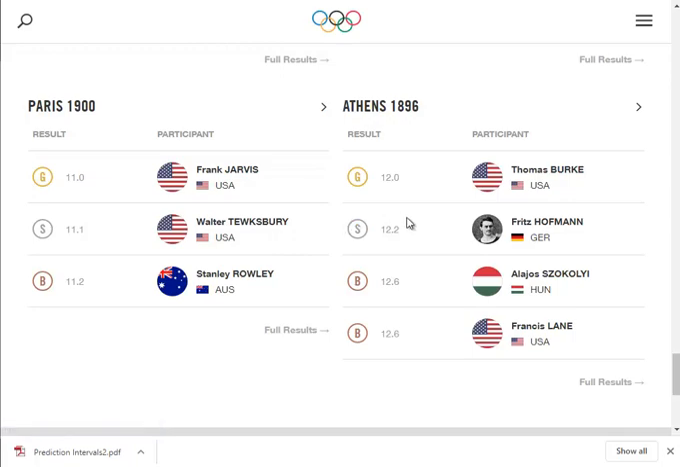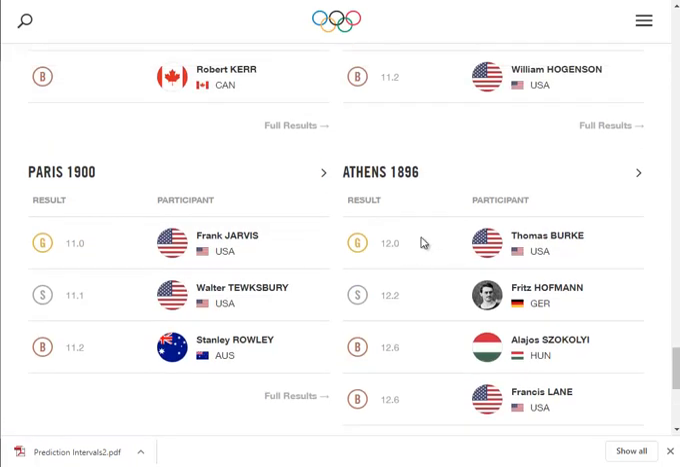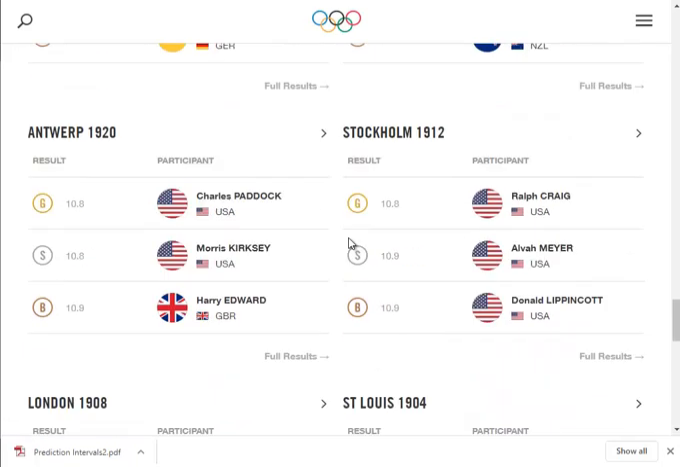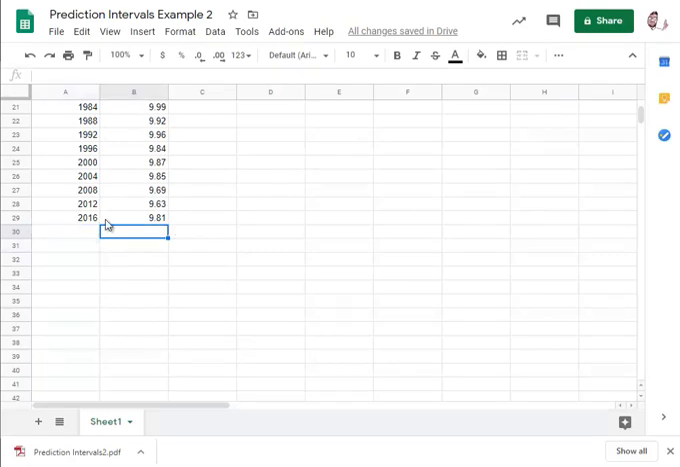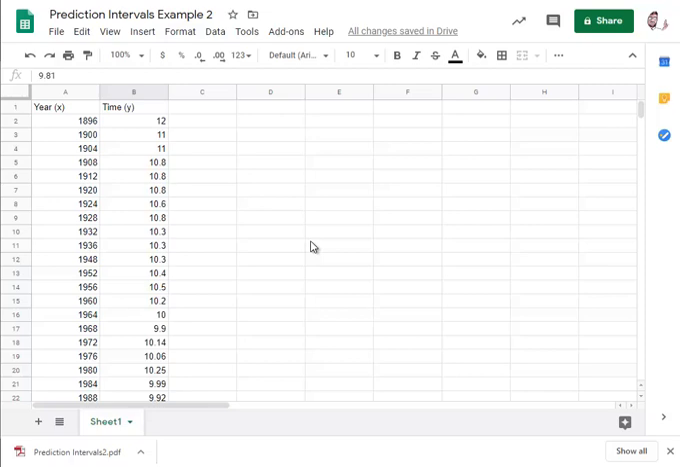Now, starting back in 1896, I looked at the winning times for each of these years, and then I put those into a spreadsheet, right? So starting at 1896 all the way through the last Olympics of 2016 with the winning time of 9.81 seconds. Now the next Olympics is supposed to be this year in Tokyo. It's going to be next year now because they moved it due to the coronavirus. So we're going to be trying to predict what the winning time is going to be in 2021.